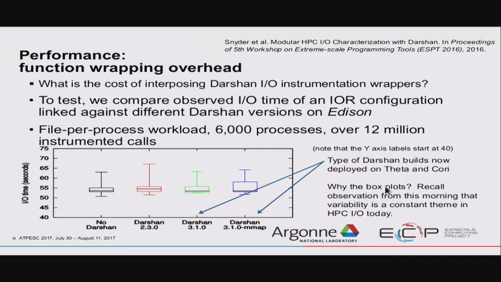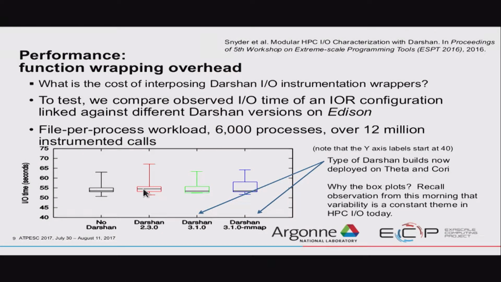So the performance, I won't spend a lot of time here, but basically this graph shows running an I/O intensive benchmark with 4 different builds: no Darshan, an old version of Darshan, a new version of Darshan, and a new version of Darshan with some extra features. And basically it's hard to pick out the Darshan overhead from the regular variance that you're going to have on the system anyway.